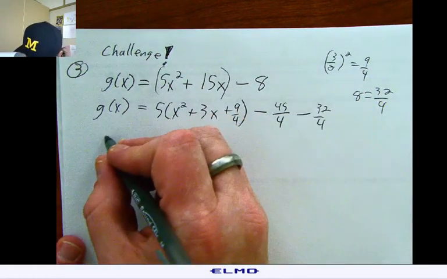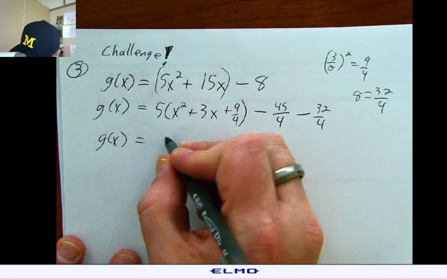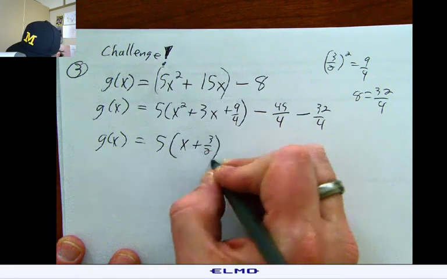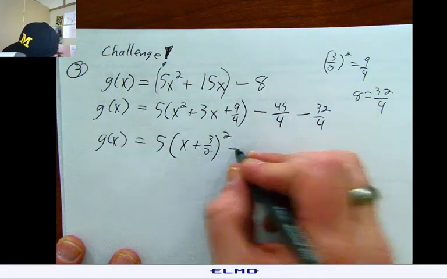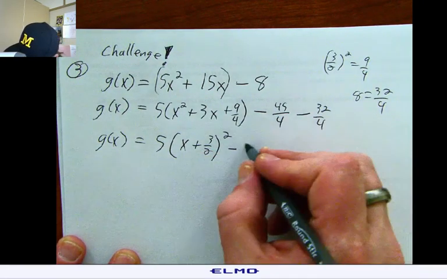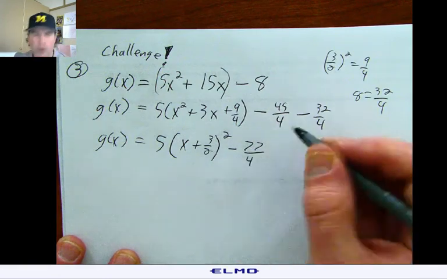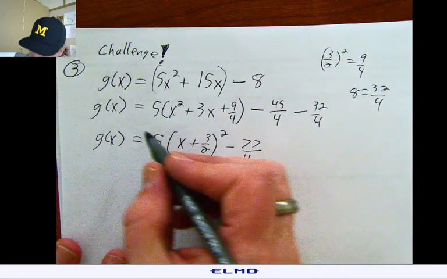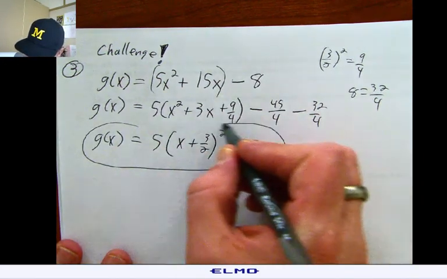And then my final answer, g of x is 5 times x plus 3 halves quantity squared minus 77 over 4. So it's not a pretty answer, but it's a good answer, and it's an exact answer. People love it. Booyah.